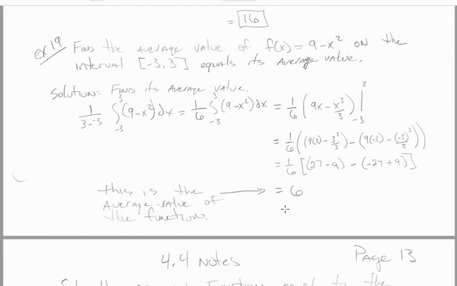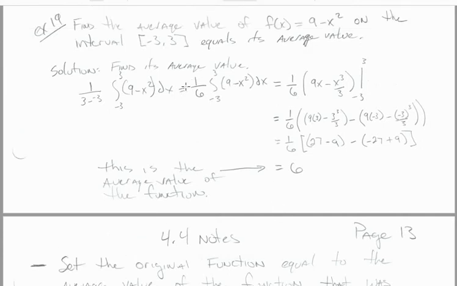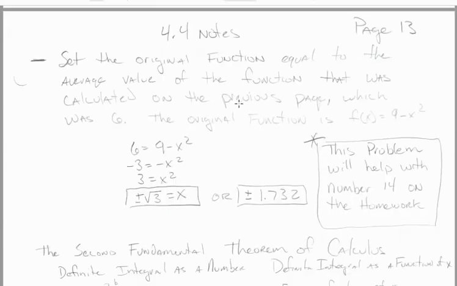Now, that's not the solution to the problem yet. We're not quite done. We have to do the next part. If I asked you just to find the average value, yes, we would be done. But we want to find where the function equals its average value. So we got to take the average value, which is 6, and set it equal to the function 9 minus x squared.